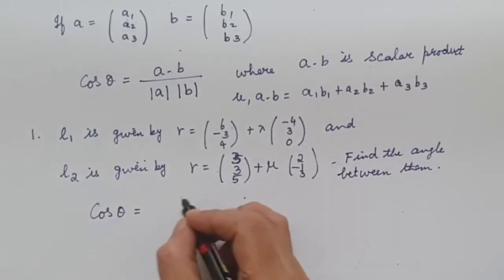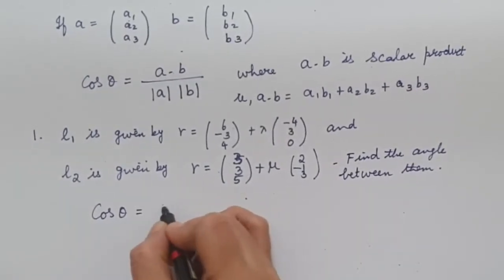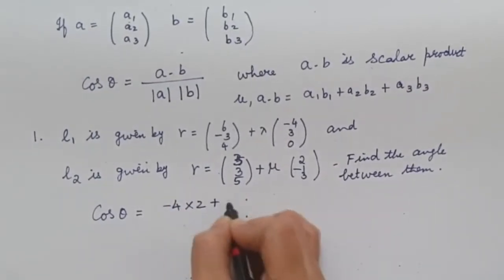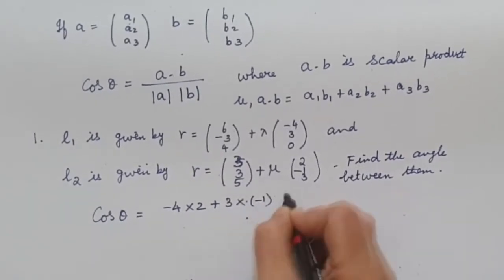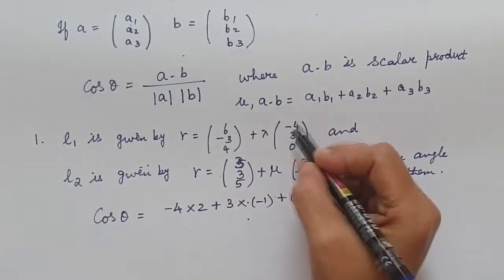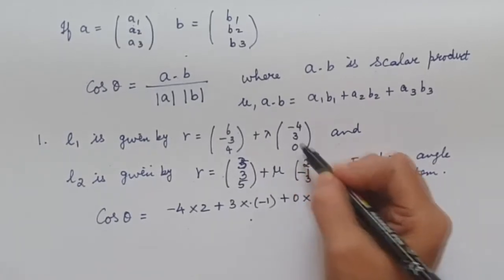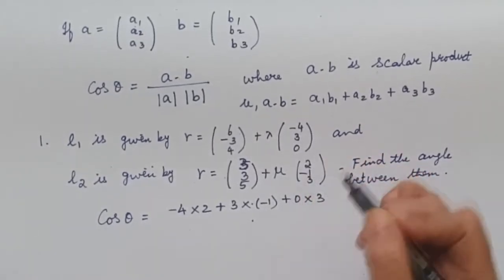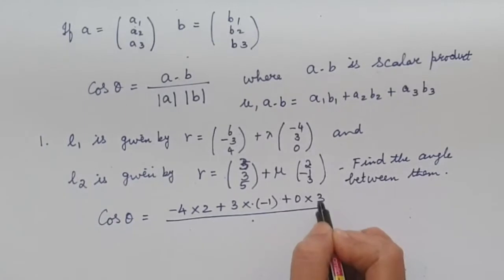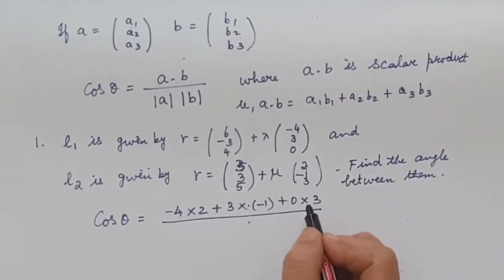So we get minus 4 into 2 plus 3 into minus 1 plus 0 into 3. So this is our A dot B.